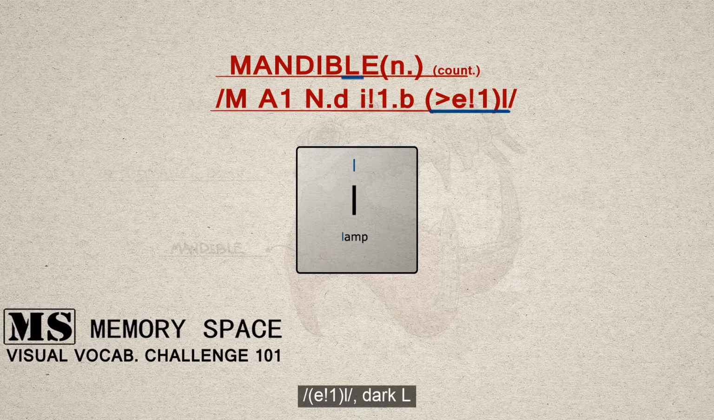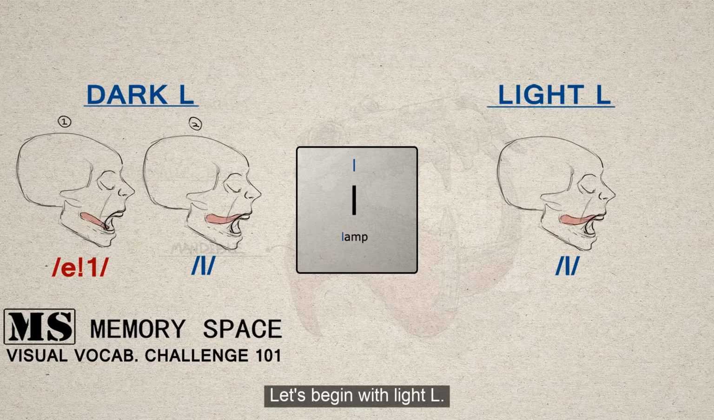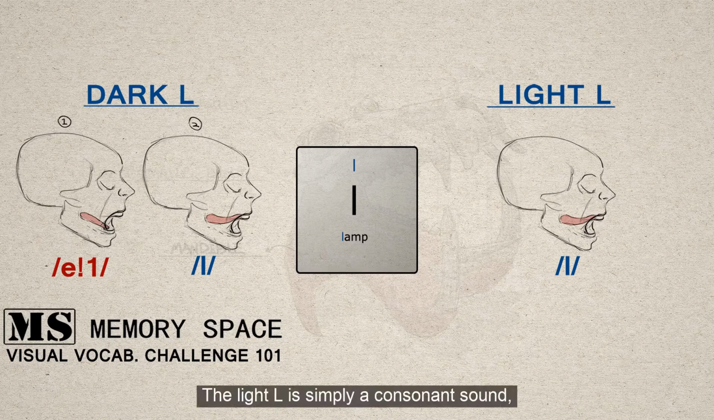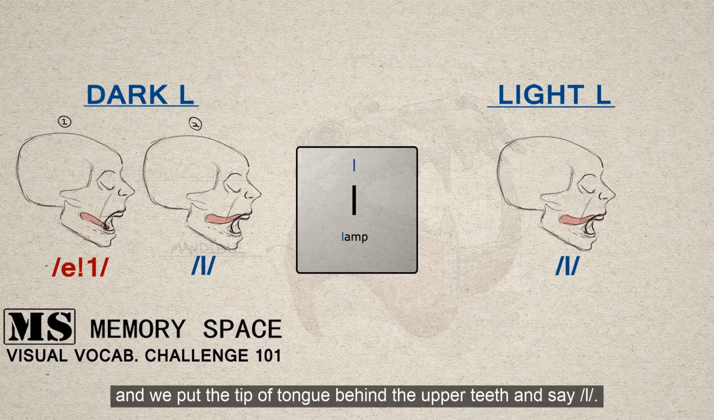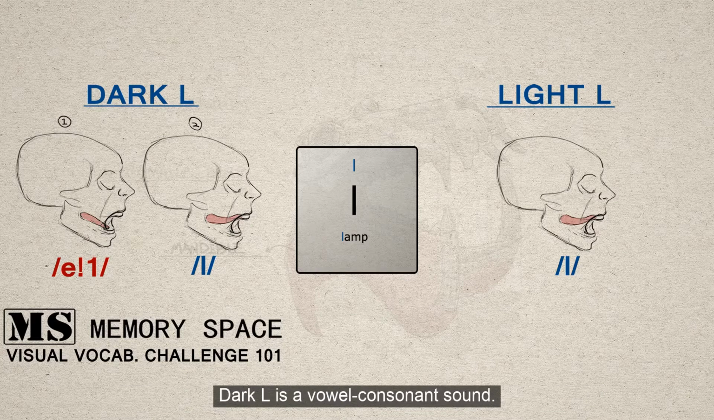The concept between dark L and light L is quite simple. Let's begin with the light L. The light L is simply a consonant sound, and we put the tip of the tongue behind the upper teeth and say L. The dark L is a vowel consonant sound.